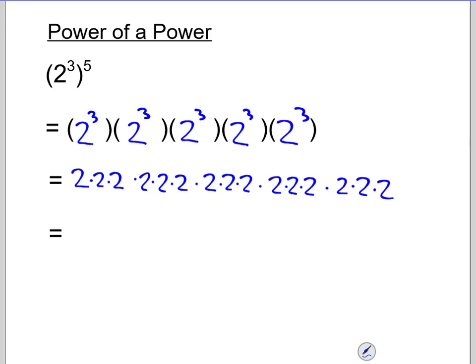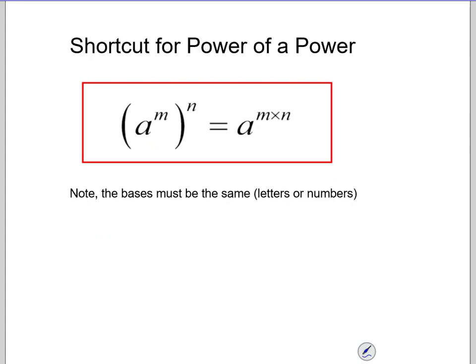Now, you can see if we made this a 50 up here, we would not want to do this technique. We'd be here all day writing out 2's. So there is a shortcut. If you look here, there is a total of 15 2's all multiplied together. Now you're probably expecting there's some combination of those two terms, and there is. To get to this, we multiply those two exponents. Okay, and then this is our next rule.